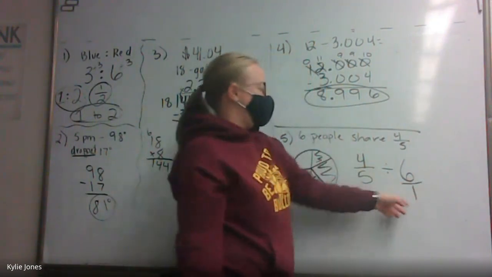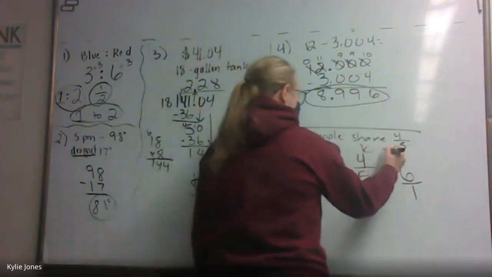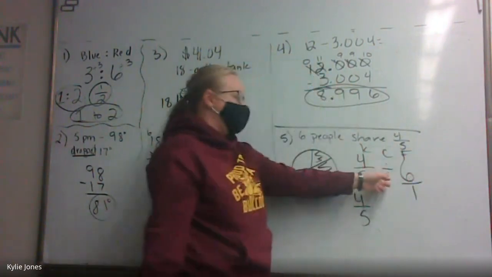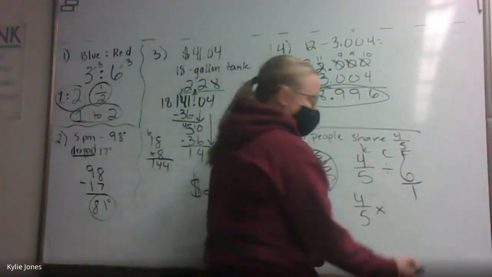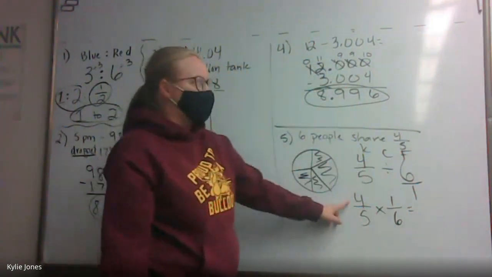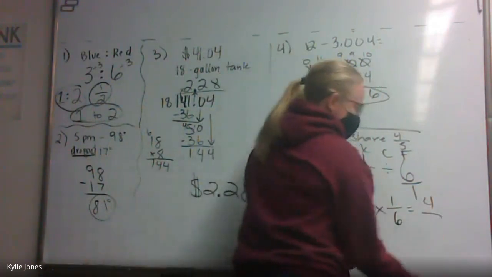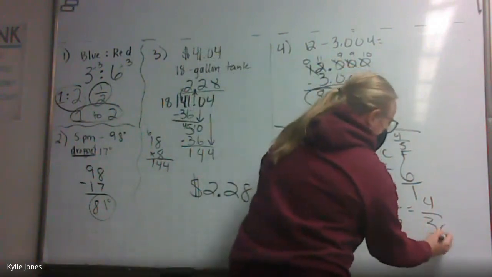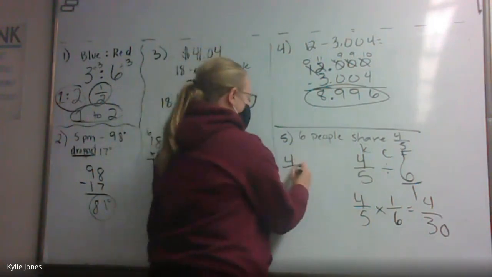Now I have 2 fractions. What can I do to this? KCF. Keep change flip. Keep 4/5 the same. What do I change division to? And what do I flip 6 over 1 to become? 1 over 6. Good. Now we can multiply straight across. What is 4 times 1? 4. And what is 5 times 6? 5 times 6 is 30. So we have 4/30 as our answer here.